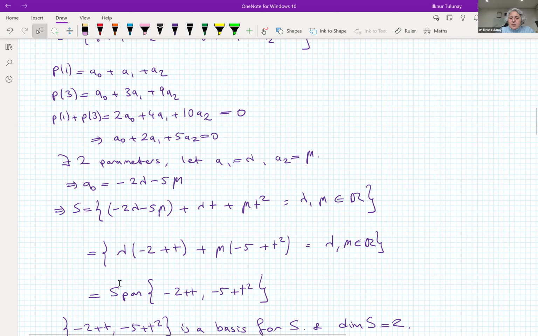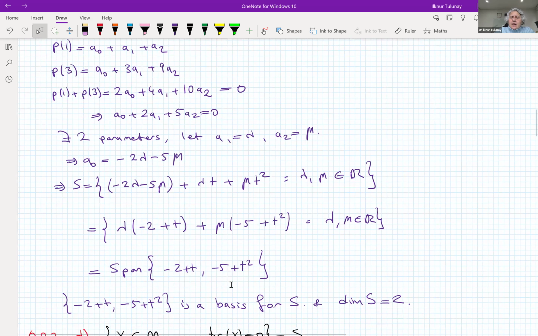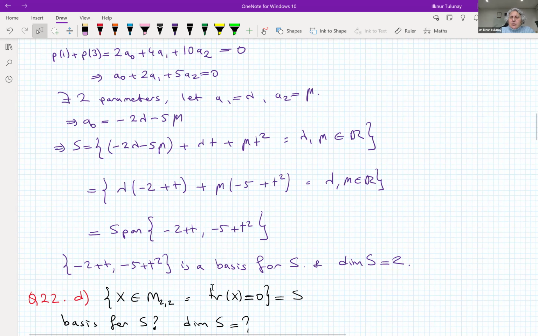And S is the spanning set of these two vectors, these two polynomials. It means that these two polynomials form a basis of our subspace S. Since we have two vectors in the basis, the dimension is 2. I think that is done.